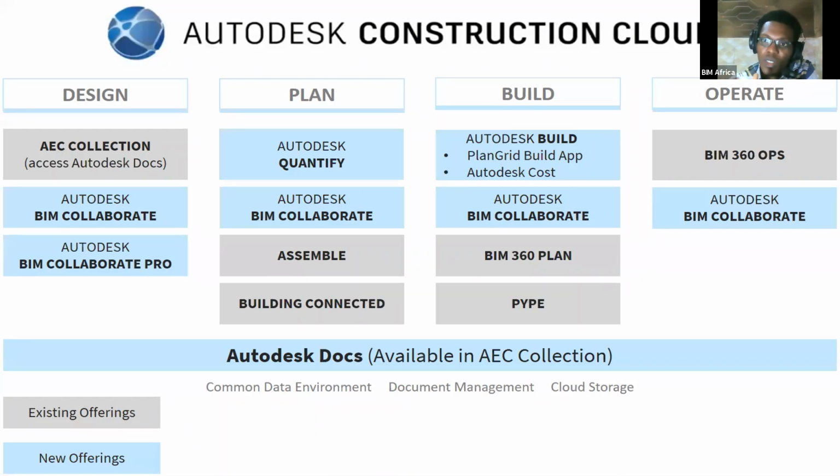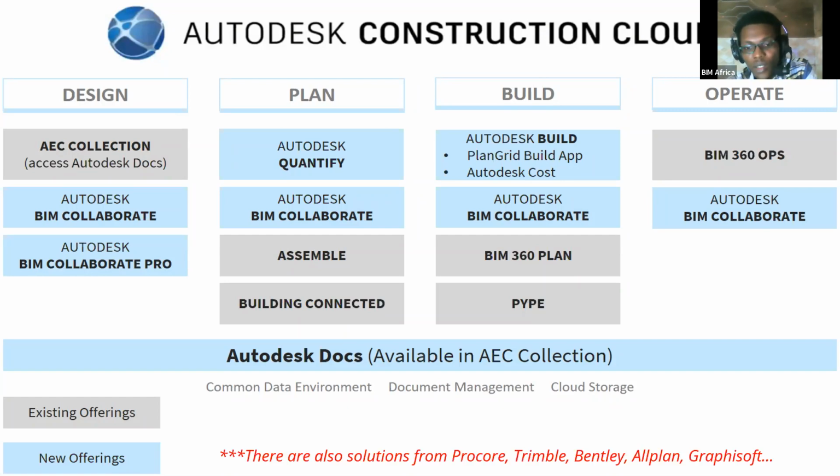And then during the building or the construction stage, you begin to find Autodesk Build, which comes with PlanGrid and Autodesk Cost as well. And they also have the Autodesk BIM Collaborate, BIM 360 Plan, and Pype. And then during the operations phase, you have the BIM 360 Ops and Autodesk BIM Collaborate. So all these solutions basically come with the common data environment, which is the Autodesk Docs, which also comes with the Autodesk AEC Collection. And this Autodesk Docs basically serves as the document management and also the cloud storage for all these solutions.